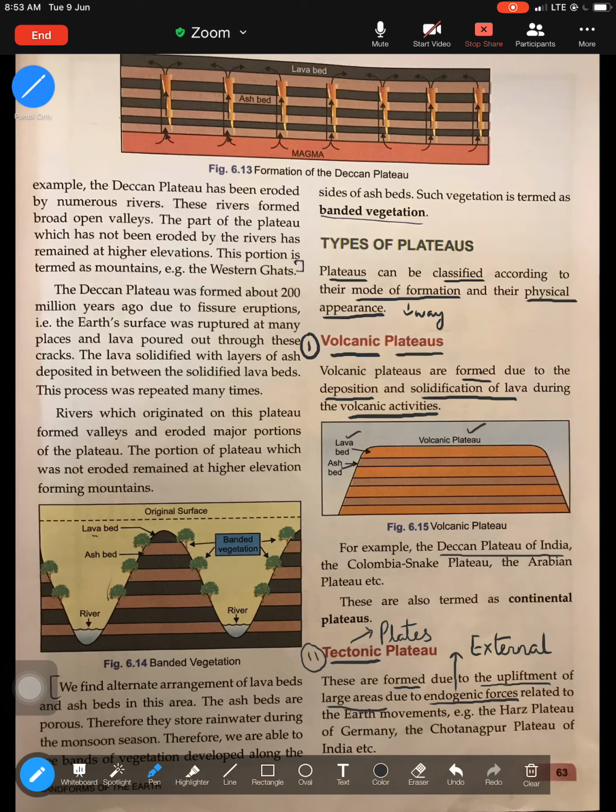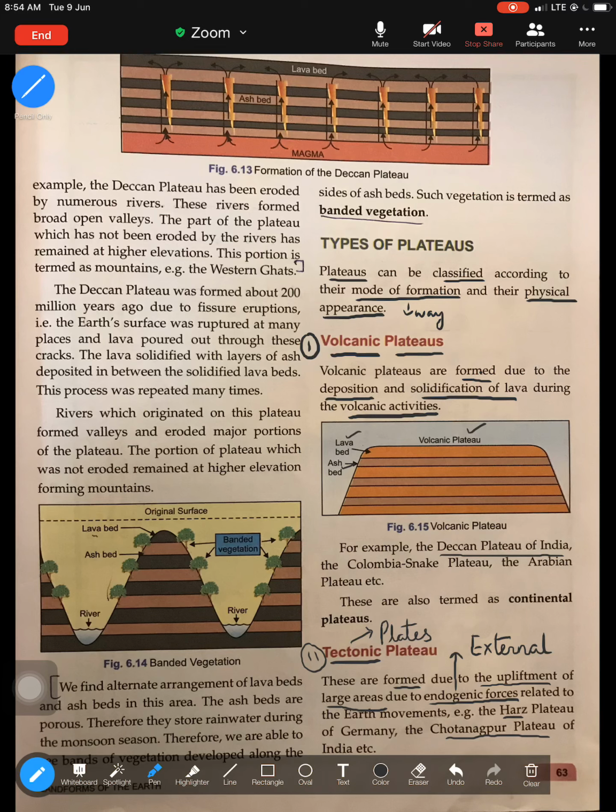So tectonic plateaus are formed due to the upliftment of a large area. When a larger area gets uplifted because of the movements of plates inside, or the endogenic forces, that is known as a tectonic plateau. One important example, the Chota Nagpur Plateau in the state of Jharkhand, is a tectonic plateau. Even the Harz of Germany is a very famous tectonic plateau.